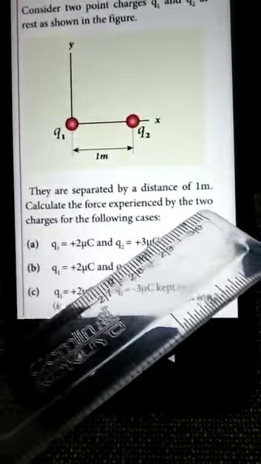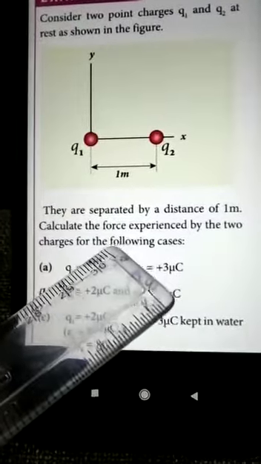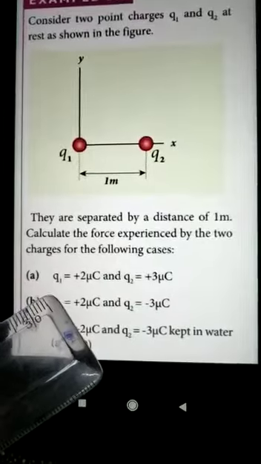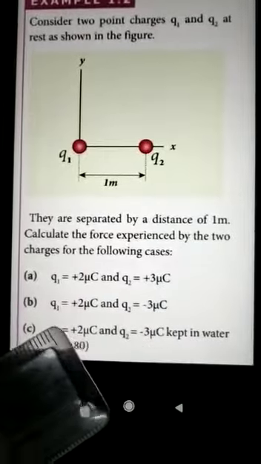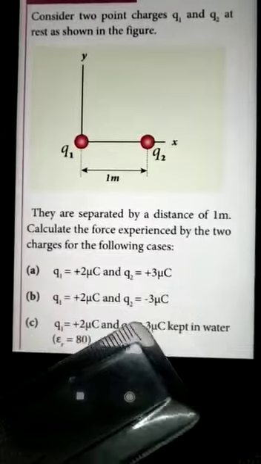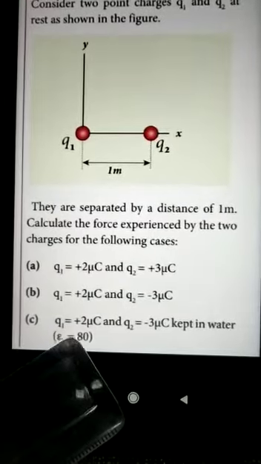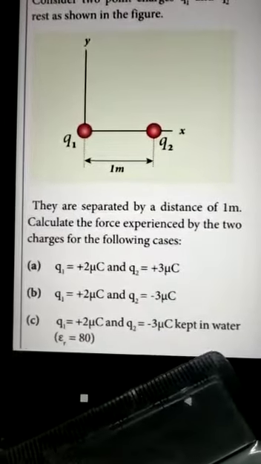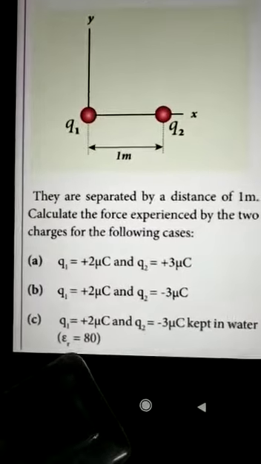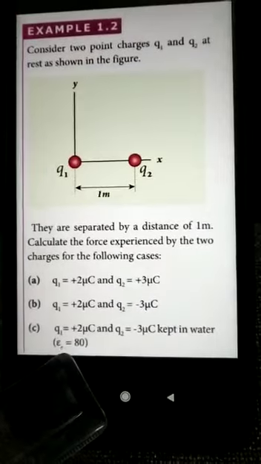What they asked: calculate the force experienced by the two charges for the following cases. We have to calculate force only, but they are given as 3 cases. What is the first case? Q1 is given as plus 2 microcoulomb and Q2 plus 3 microcoulomb. The second case has the same values but Q2 is a negative charge. And in the third case, Q1 is plus 2 microcoulomb and Q2 is minus 3 microcoulomb, but it is kept in water, where epsilon R equals 80. Epsilon R is nothing but relative permittivity, and that value is given as 80.